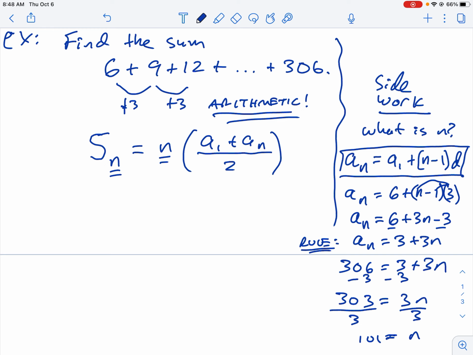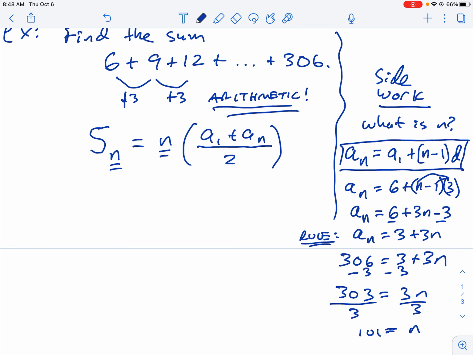We started off with a kind of challenging question. I'm not going to lie to you, okay? Some of these questions will be a lot easier, but this is probably as hard as it's going to get, okay? So now that I know that n is 101, now I can go over here and say, okay, the sum of the first 101 terms, and now I literally plug everything in. N is 101.